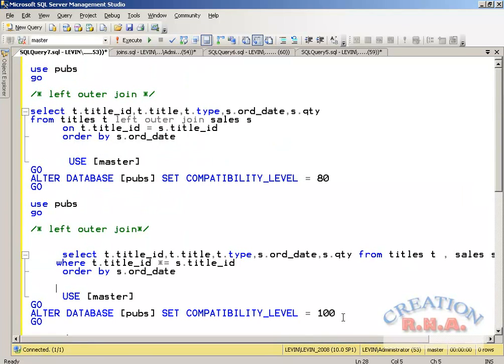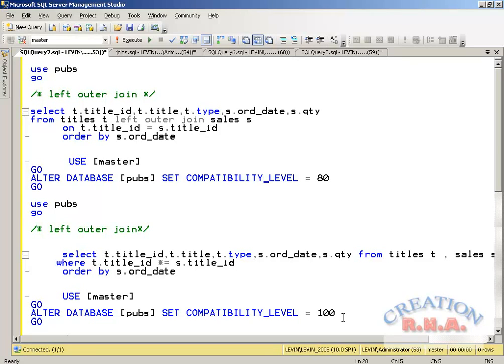Now let's talk about a left outer join. In the left outer join, the table that exists on the left side will show you all the records irrespective of whether they exist in the right side table or not. What does it mean? All the records that match will be shown from both the tables, plus the records on the left side that do not match on the right side will also be shown.